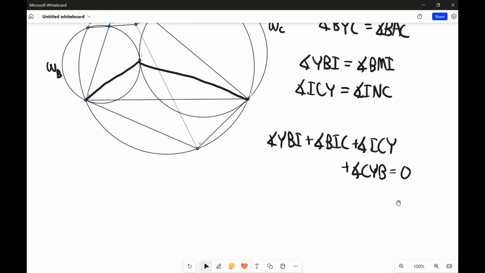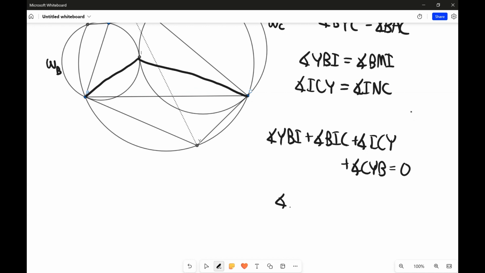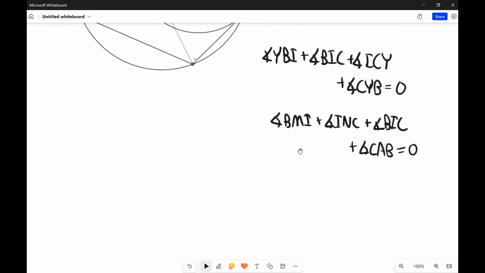And we end up replacing the sum of these two angles here with BMI and INC. So we get directed angle BMI plus directed angle INC plus directed angle BIC. And if Y indeed lied on gamma, this would end up being directed angle CAB, and this is equal to 0. Rearranging, we end up getting directed angle BMI plus directed angle INC is equal to, we want to show it's equal to, BAC plus directed angle CIB.